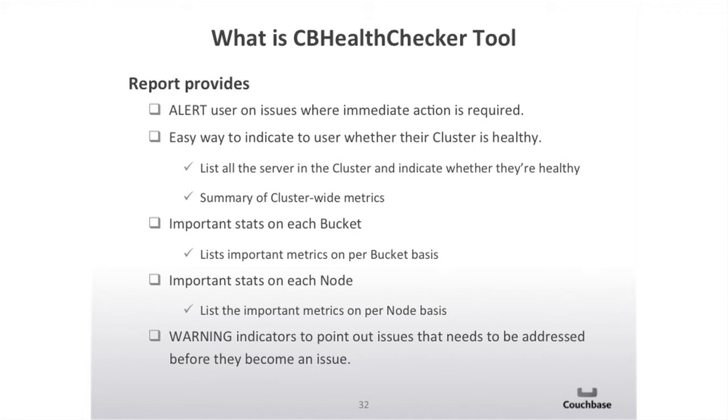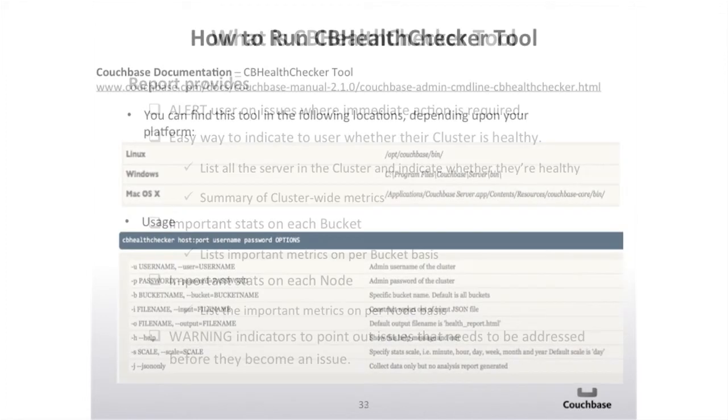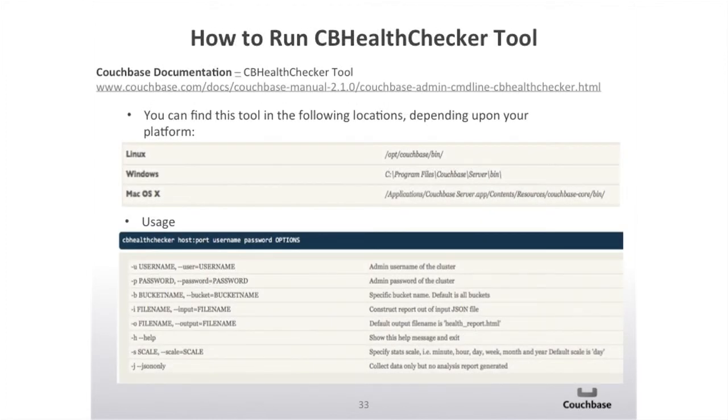And also, finally, we do have a warning which gives you an early indication that something might be going wrong, so you should take some action. So we have warnings, alerts, and a summary, like a snapshot of the health of your system. We have good documentation on the CBHealthChecker tool. That's the link there. The CBHealthChecker tool runs on all platforms, and the usage is very simple. You need to provide the username, password, and which bucket you want to run.